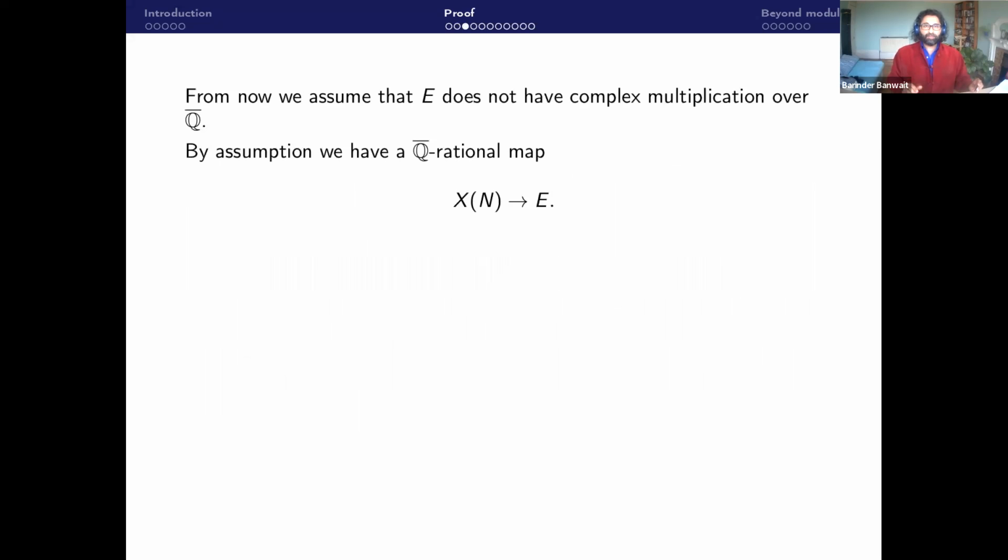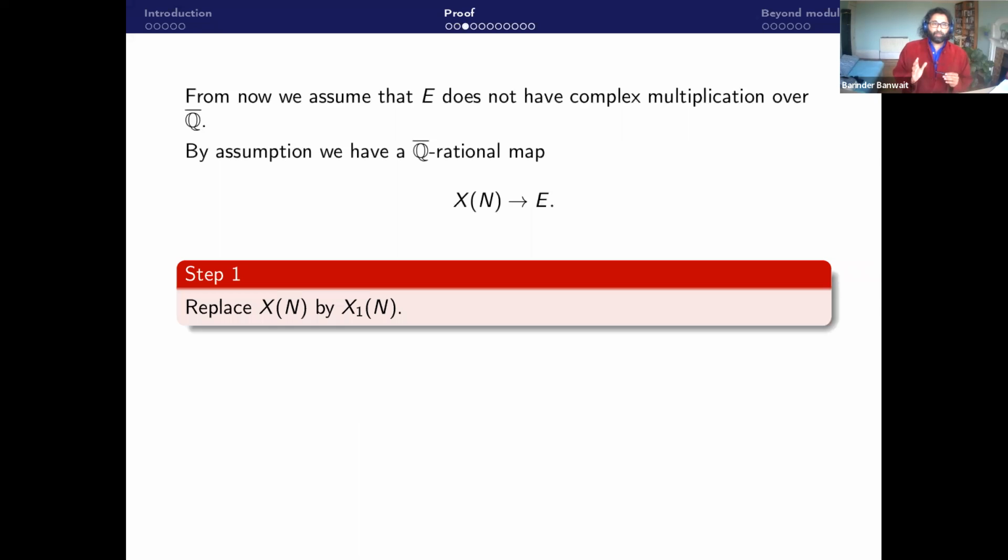Okay, so we are assuming that this is modular over Q-bar. So we have a Q-bar-rational map from the full modular curve X(n) to E. And the first step is to replace this X(n) by X_1(n).